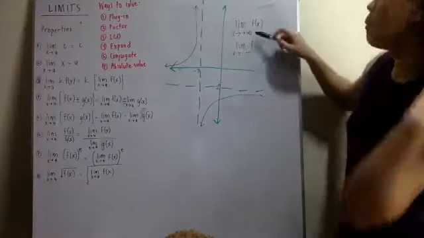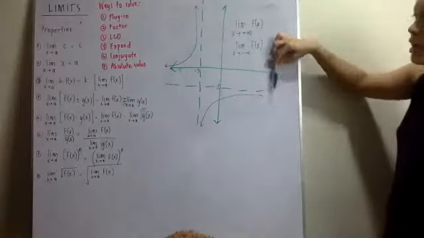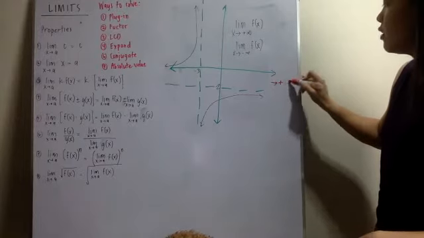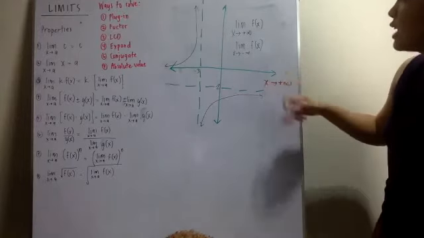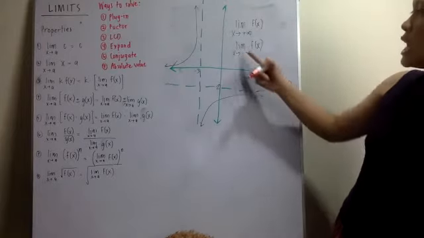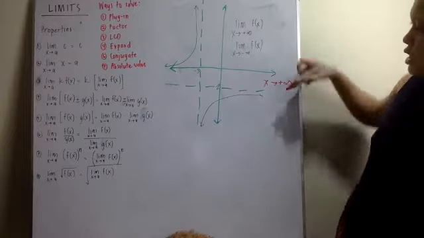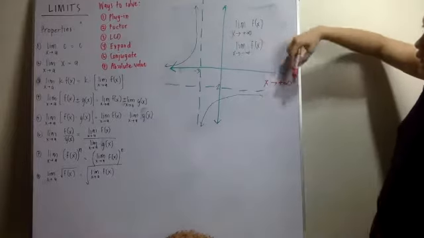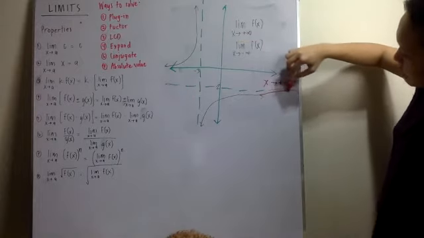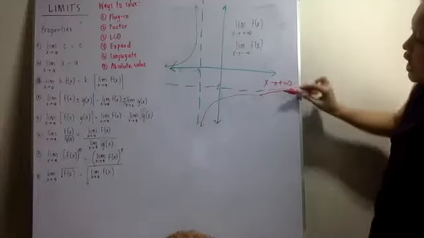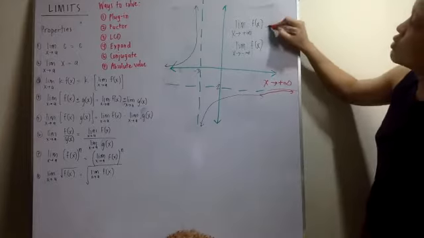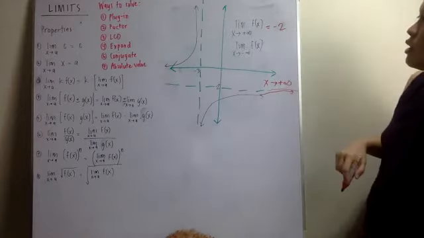Where is x positive infinity? Somewhere here, right? Positive infinity goes this way. So we look at the limit as x approaches positive infinity. And when we look at the graph, what value does it approach? As it gets larger, it gets closer and closer to here. What value is that? This is the asymptote, y is equal to negative 2. So this is equal to negative 2.